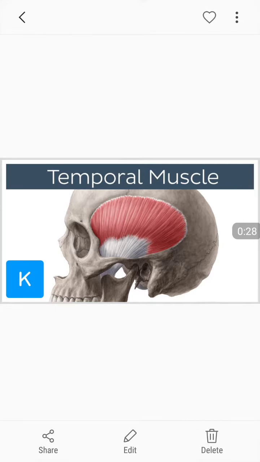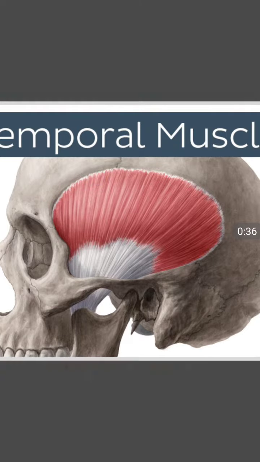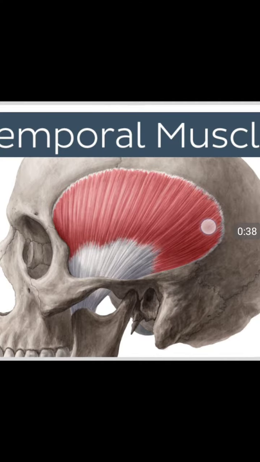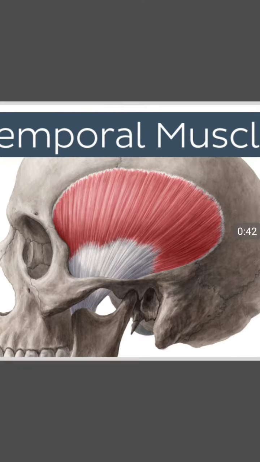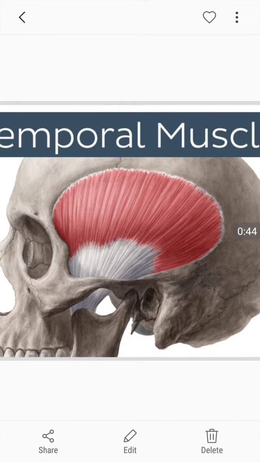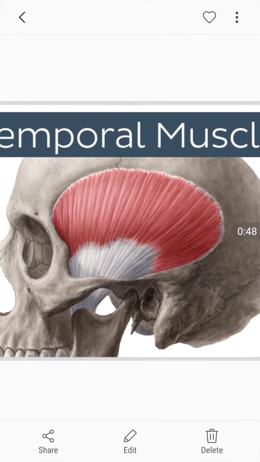So here you can see this is the muscle which is called temporalis. Look at this temporalis muscle. It arises from the superior temporal line, the floor of the temporal fossa, and the overlying temporal fascia. So this muscle originates from the superior temporal line, floor of the temporal fossa and temporal fascia.